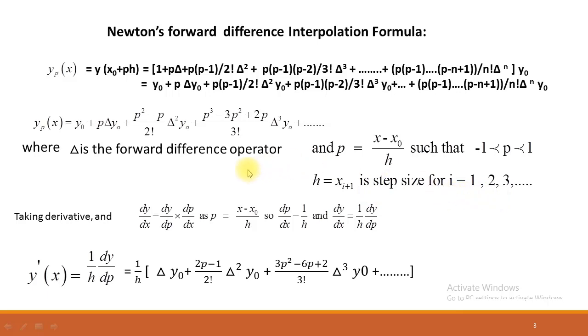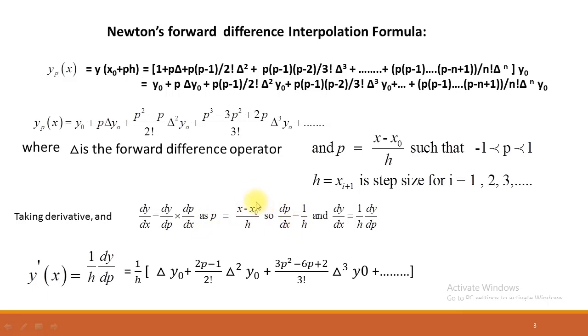Now since we have to find the approximate derivative on the basis of this Newton forward difference interpolation formula, taking the derivative of this y function with respect to x and using the chain rule, dy by dx will be equal to dy by dp multiplied by dp by dx. And since p is given by x minus x0 divided by h, we find the derivative of this p with respect to x. The derivative of p with respect to x will be 1 over h.